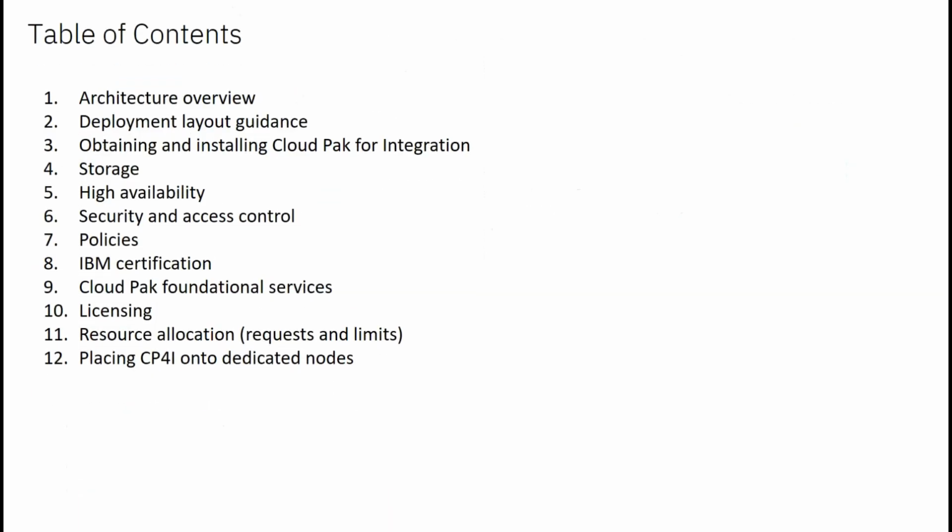The journey covers architecture, deployment layout, installation, storage, high availability, security, policies, certification, foundational services, licensing, resource allocation, and node placement. Each step is crucial for a successful CP4I deployment.